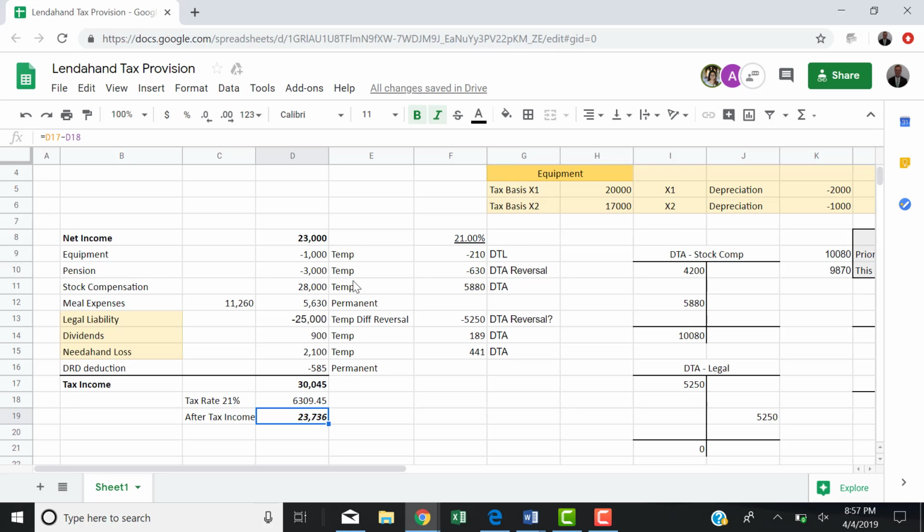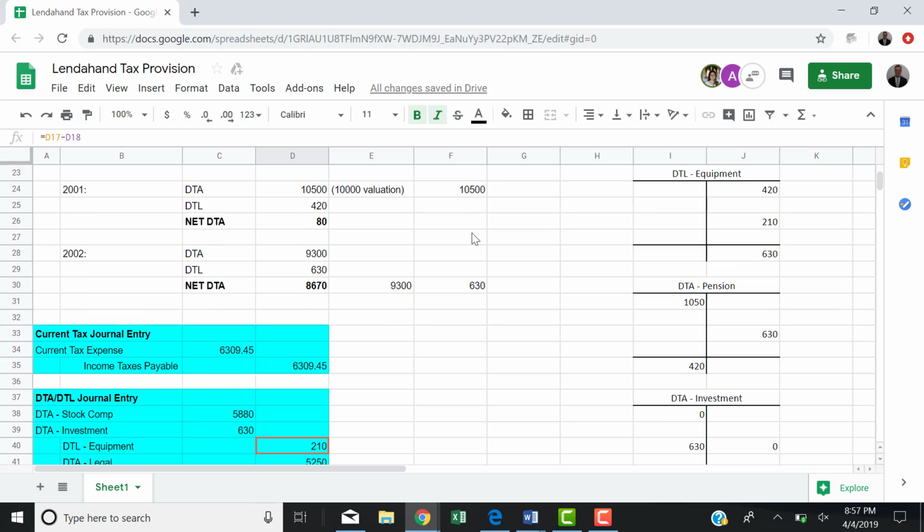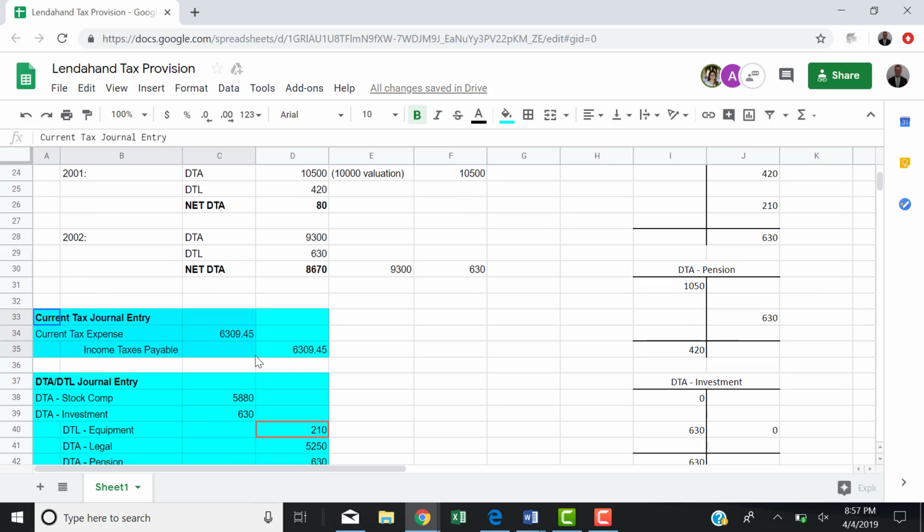Now, we talked about temporary, temporary, temporary, permanent, temporary, temporary, temporary, permanent. Now let's deal with the DTAs and the DTLs to figure out. First, we can say this first entry right here is the current tax journal entry.